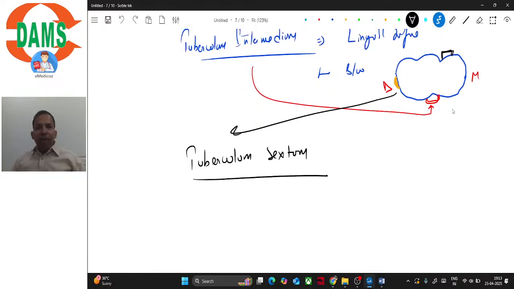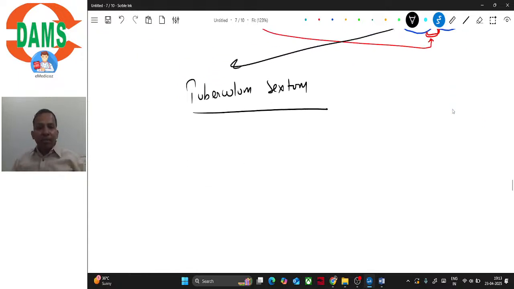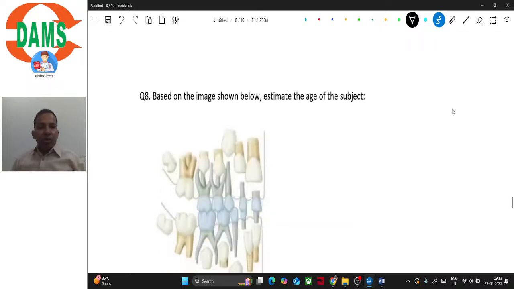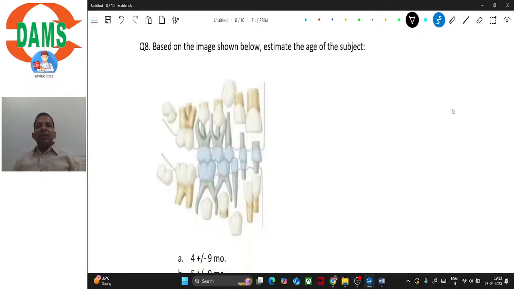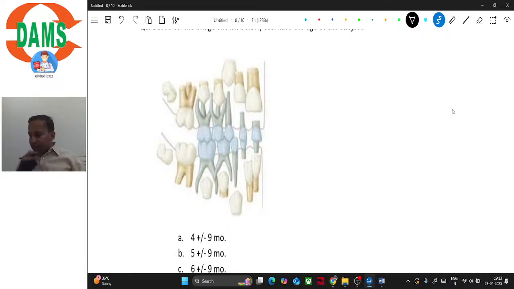Just remember protostylid, tuberculum intermedium and tuberculum sextum. So next question: based on the image shown below, estimate the age of the subject. I am not sure whether this is the exact image which you had in the question, but I hope this resembles the image that we had in the question, right?